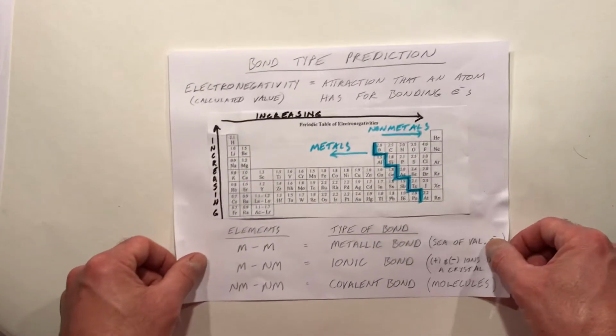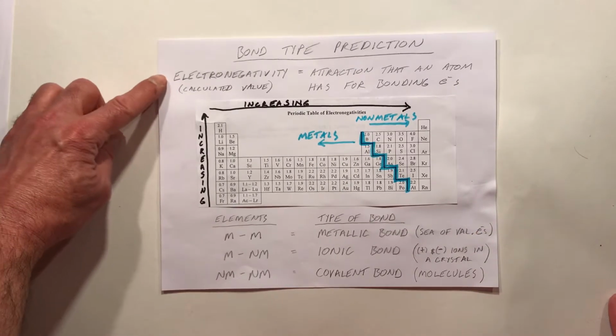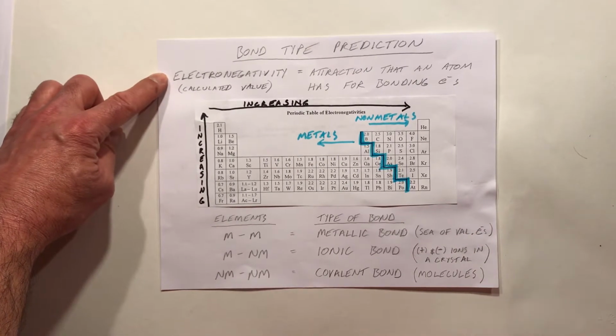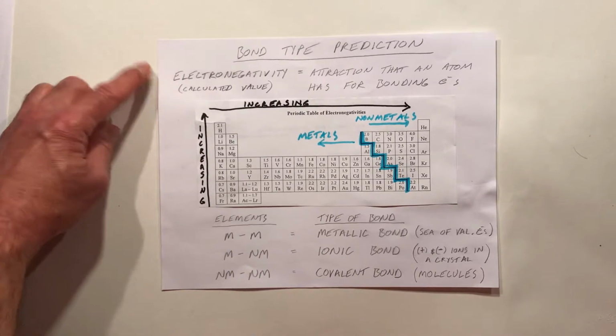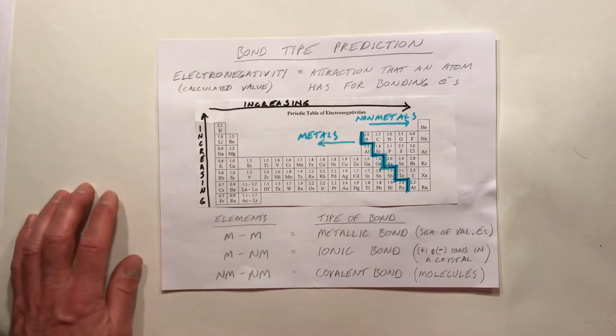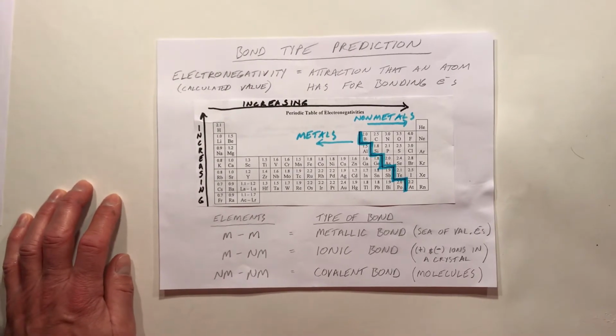Now, before we go any further, we should review electronegativity that we covered in a previous unit. Electronegativity is a calculated value. It was invented in 1950 or thereabouts, and it's defined as the attraction that an atom has for bonding electrons. Once again, this has to be calculated. This can't be observed directly.